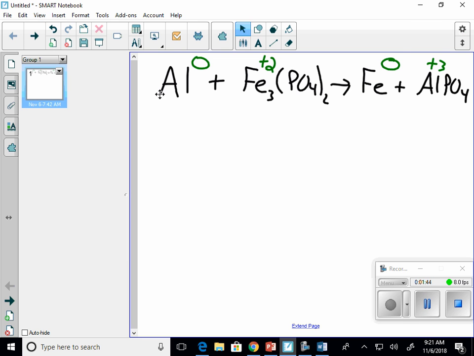So on the back side of this worksheet, we should be able to write a reduction equation and an oxidation equation. So we have to remind ourselves of what does it mean to be reduced. To be reduced means you gain electrons. You look at the oxidation number. If the oxidation number gets reduced from start to finish, it gets smaller, it's the thing that was reduced. So was it the aluminum or the iron +2 that was reduced? Iron +2.